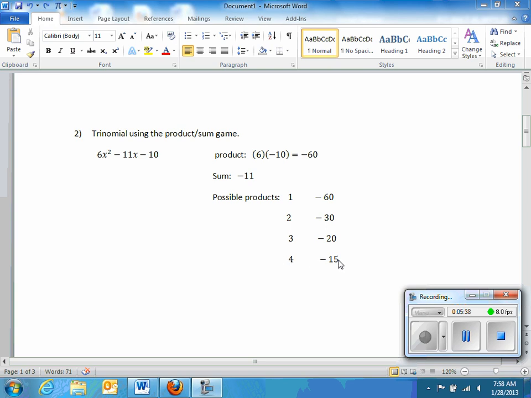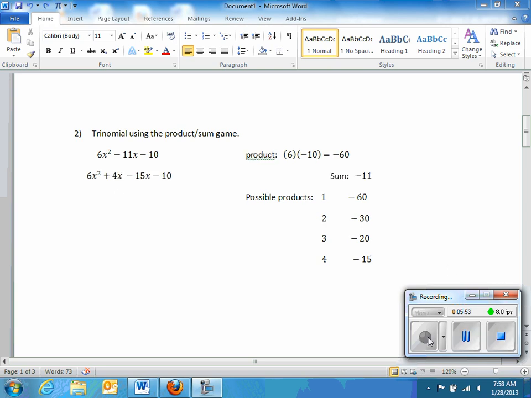We're going to take these two numbers, the 4 and the negative 15, and we're going to use them to replace the negative 11. So instead of negative 11x, we're going to replace it with 4x minus 15x. So we take the 4 and the negative 15, put x's on them, and we take this term out and replace it with these two terms, which is perfectly legal because 4x minus 15x is the same as negative 11x. So really, this expression is still the same.